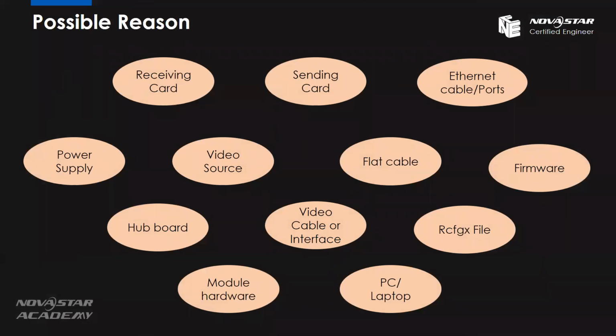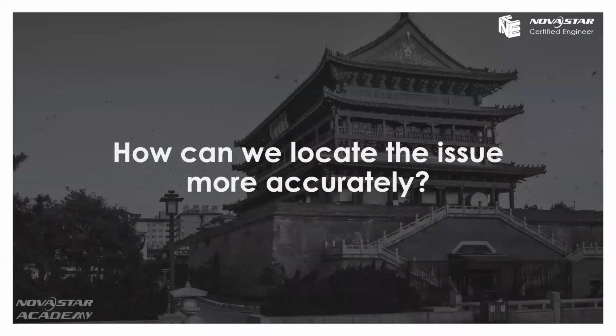So the thing is, we know the possible reasons, but how can we do the troubleshooting? We cannot just realize one possible reason, check it, then realize another one and check that one. It could take us a lot of time. So there must be a method, a way to do the troubleshooting, which means how can we locate the issue more accurately?